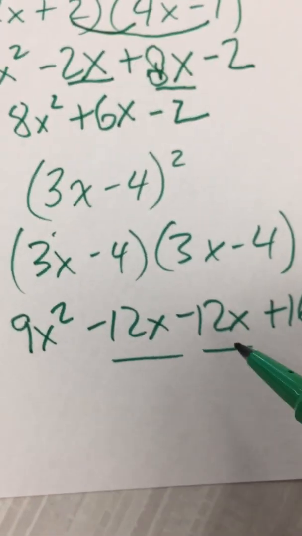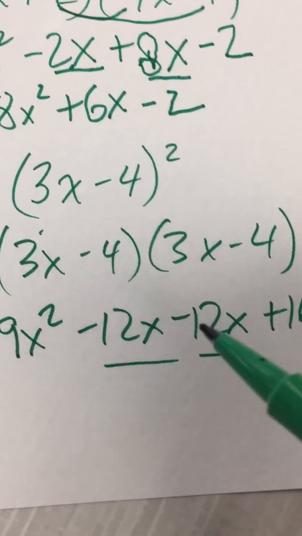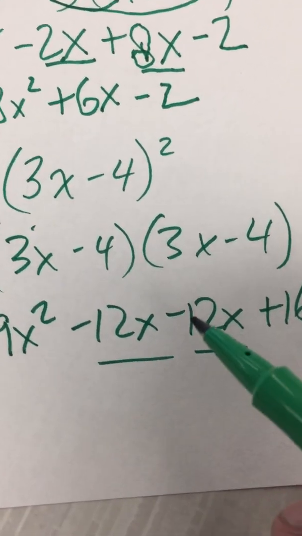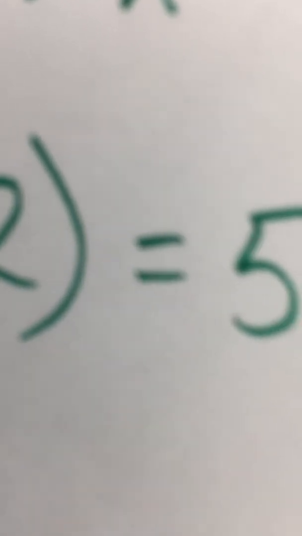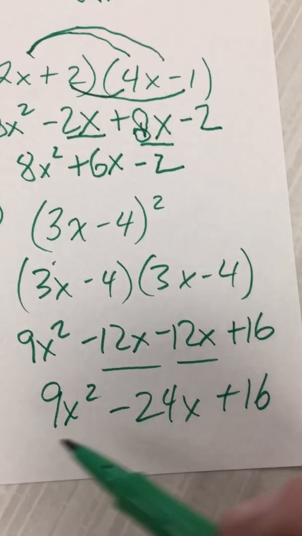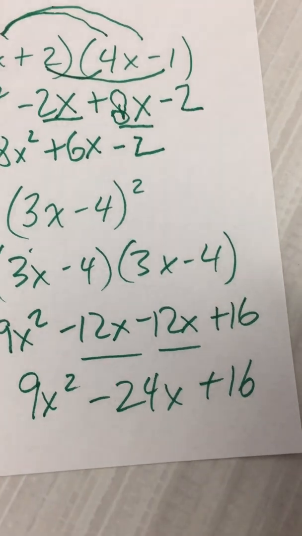And then your like terms are these two 12x's in here. Now these are not opposite signs, so this is bad guys and more bad guys, so these are 24 bad guys. So that middle term became 24x. You still have the plus 16 on the end, and you still have the 9x squared out front. So there is your final answer on that one. 9x squared, these two became negative 24x, and that's your 16.